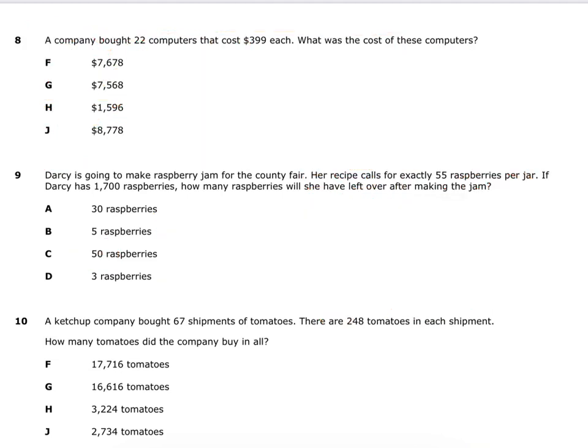All right. Number 10 says a ketchup company bought 67 shipments of tomatoes. There are 248 tomatoes in each shipment. How many tomatoes did the company buy in all? So how many tomatoes did the company buy? They bought 67 shipments, 248 tomatoes in each. Okay, I want you to solve number 10.